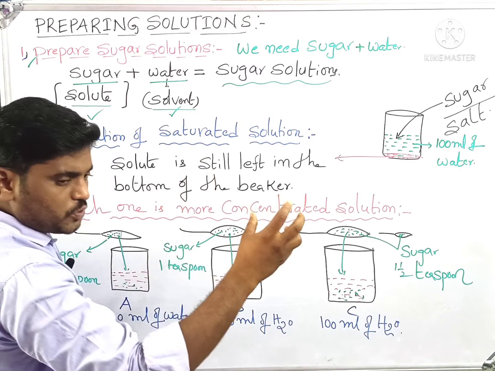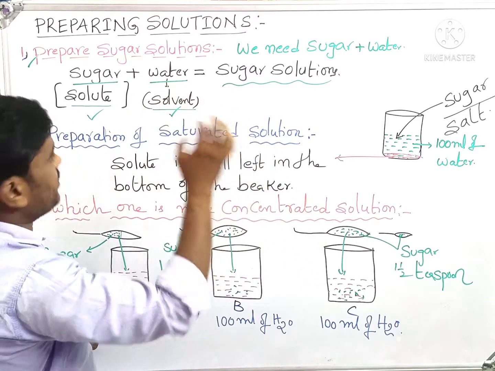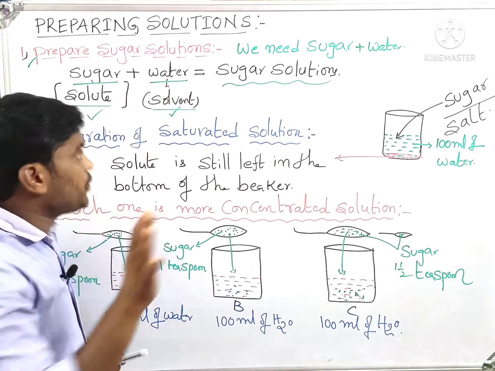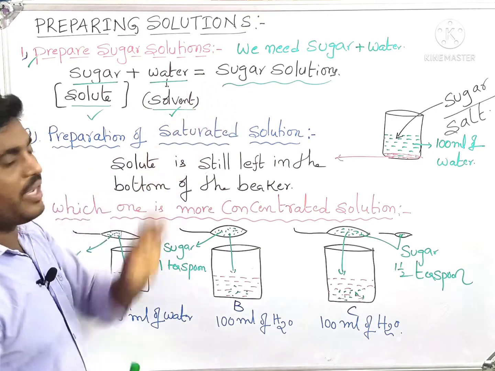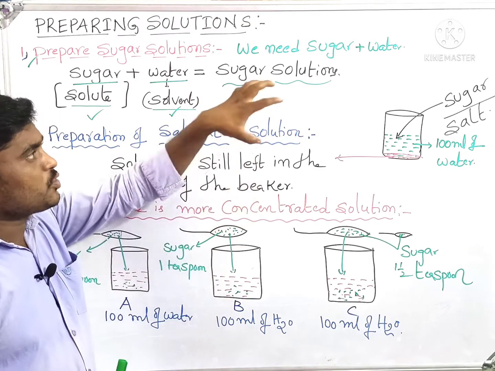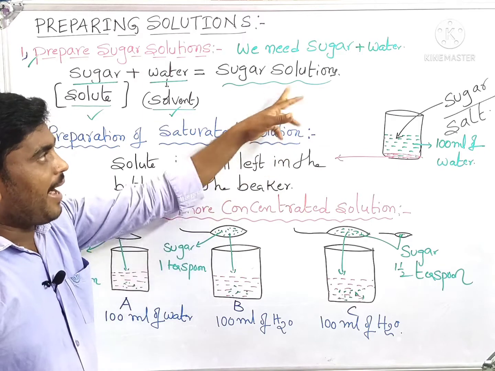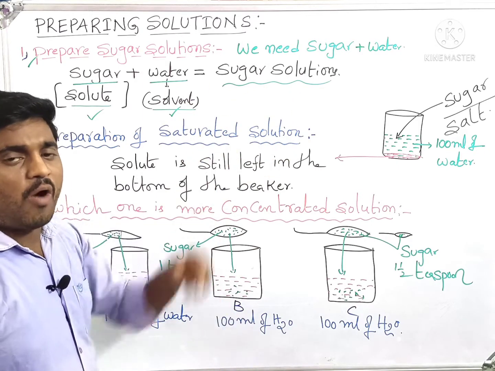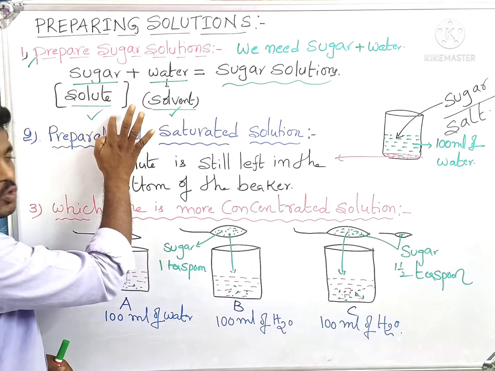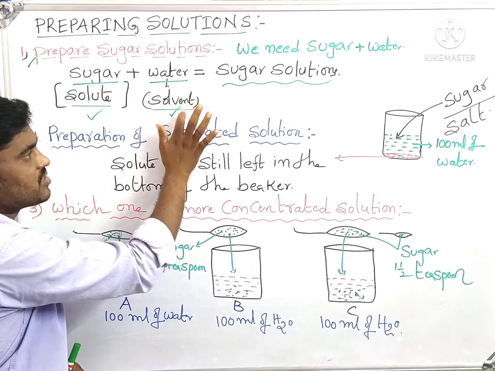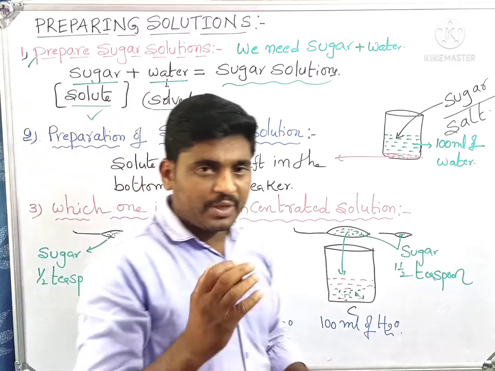So in sugar solution, sugar plus water, sugar is the solute, water is the solvent. So finally we prepared sugar solution. In sugar solution sugar is a small component and water is the high component, that's why I call sugar the solute and water the solvent. So this is the prepared sugar solution.